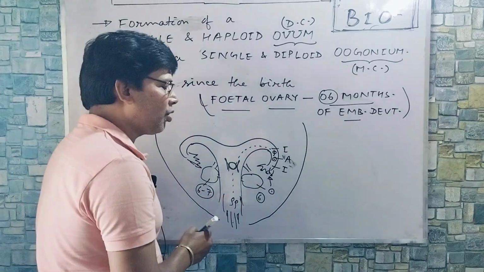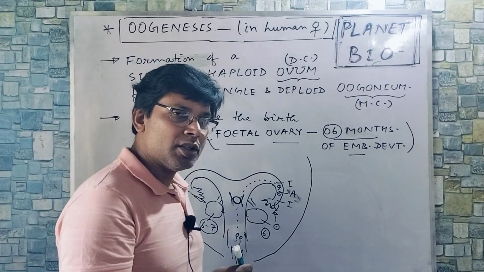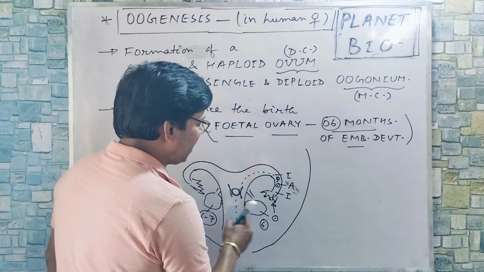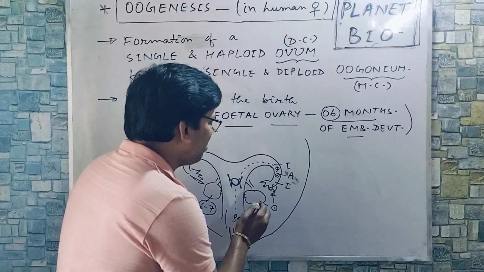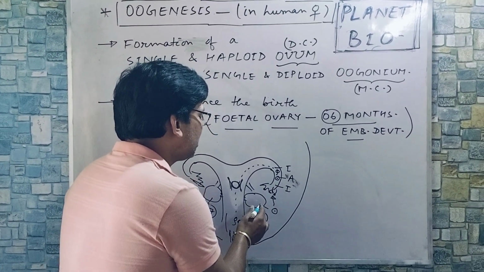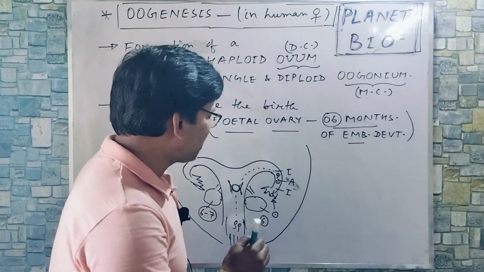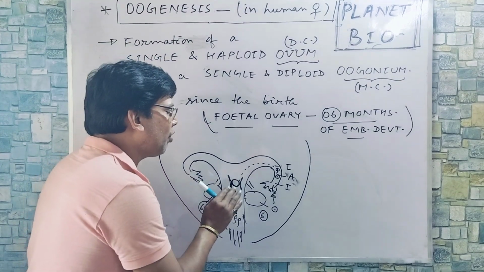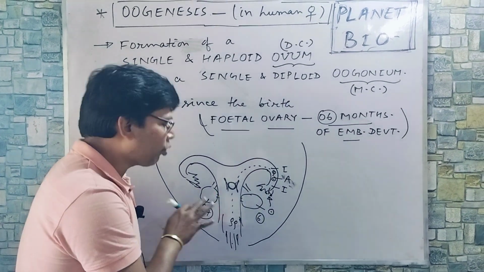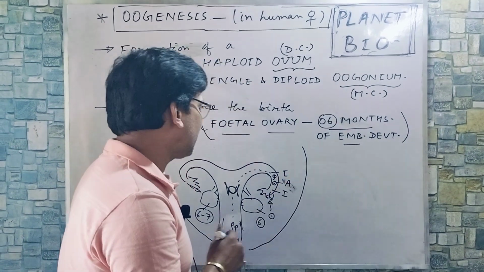Why? Because for a human female, the calendar is of 28 to 29 days, right? So in the middle of the menstrual cycle, that is ovulatory phase, this ovulation occurs. So in 12 months, 13 times, 13 ova would be produced. 6 from an ovary and 6 to 7 from another ovary. So 12 to 13 ova will be produced in a year.